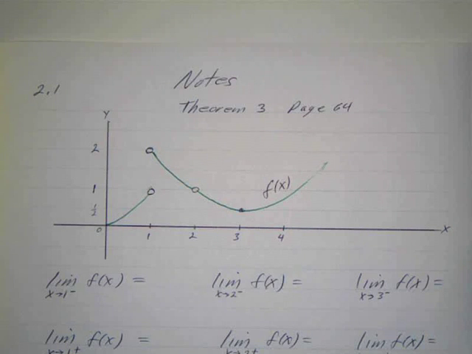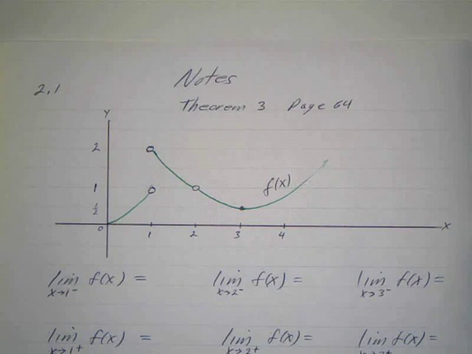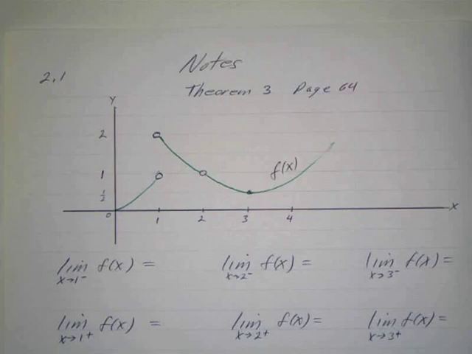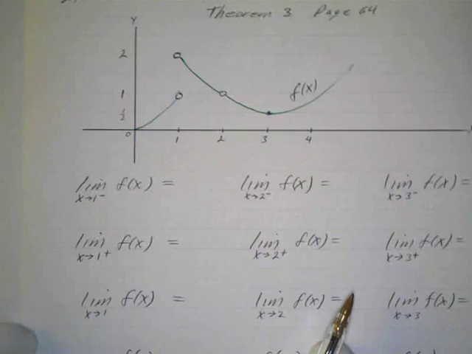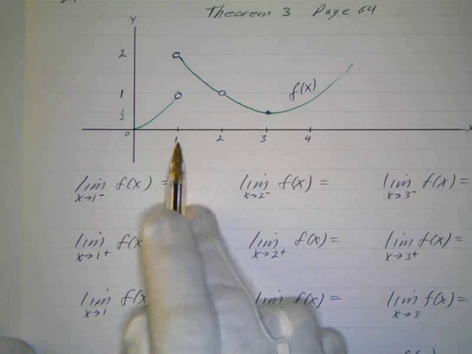So here's some more notes on section 2.1, and this is on theorem 3, over on page 64. If you read theorem 3 on page 64, it says a function f of x has a limit as x approaches c if and only if the right-hand and the left-hand limits exist at c and are equal. So you want to read that, and let's take a look at this graphic example of what we're talking about. And I wrote some different possible situations.